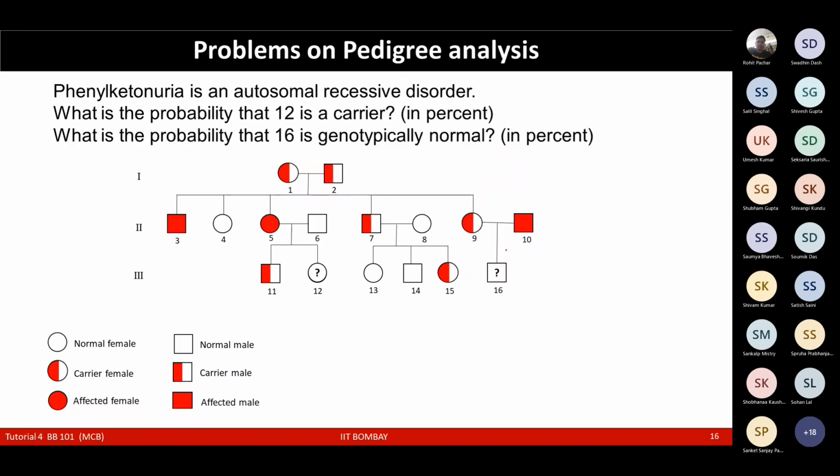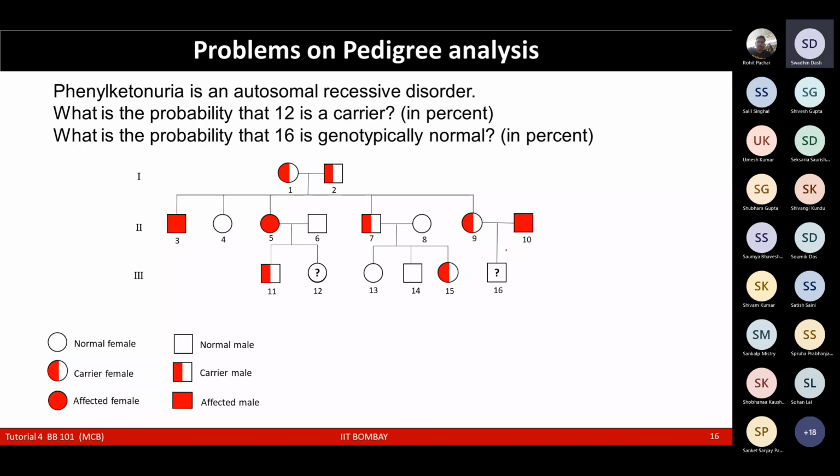Phenylketonuria is an autosomal recessive disorder. What is the probability that 12 is a carrier? Phenylketonuria is basically a disorder of the amino acid phenylalanine. There is a problem with the metabolism of phenylalanine, which leads to CNS disorders. This is just a partial explanation of phenylketonuria. So what is the probability that 12 is a carrier?